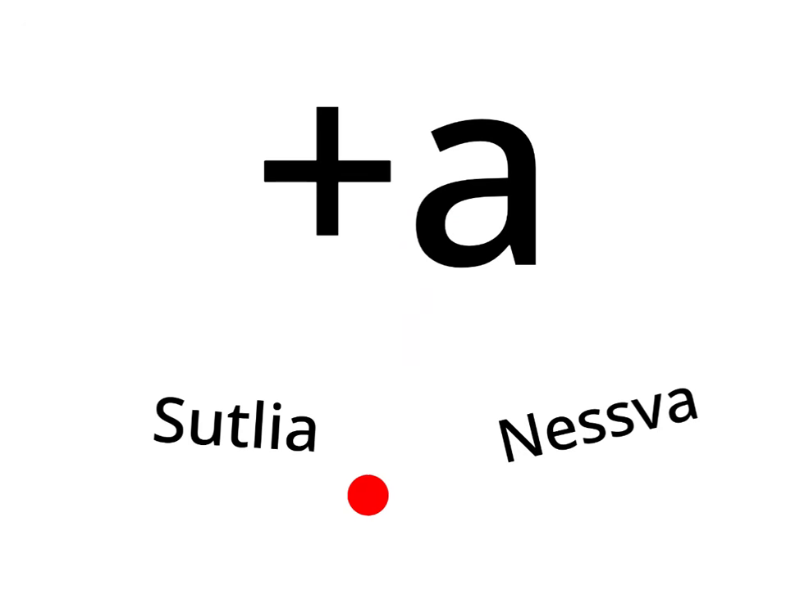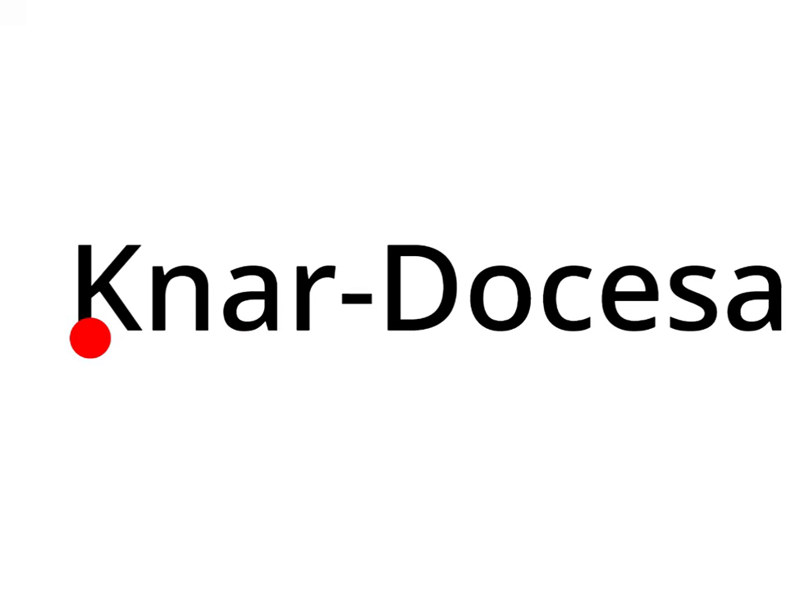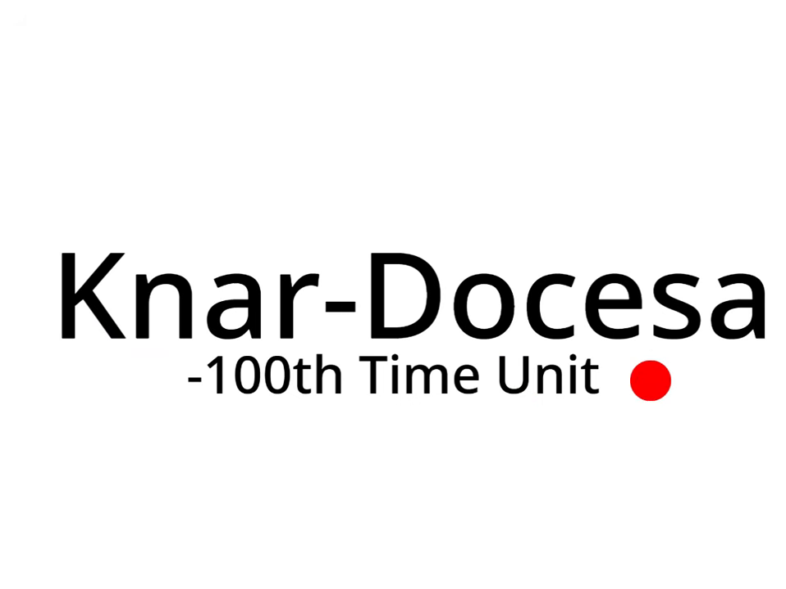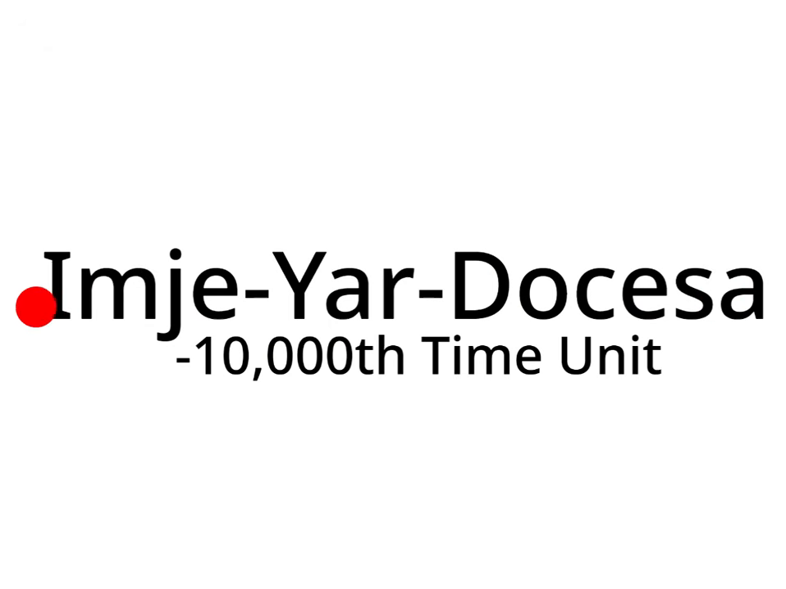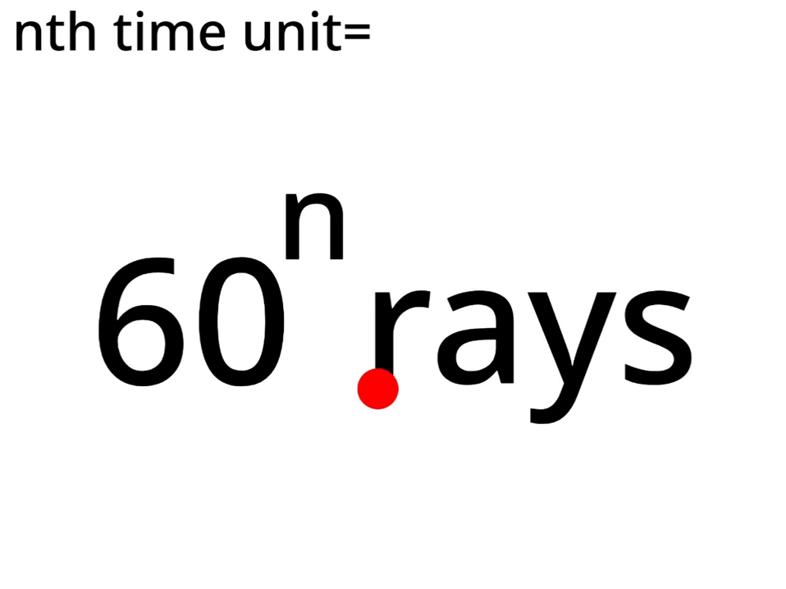So there are some exceptions, like for sutla, it's sutlia, and for nesf, it's nesva. So yeah, eventually we get to the negative 100th time unit, a nardoseza. Then the negative 1,000th time unit, a mg doseza. And then an mg yardoseza being the negative 10,000th time unit. So yeah, we're just doing the same thing.